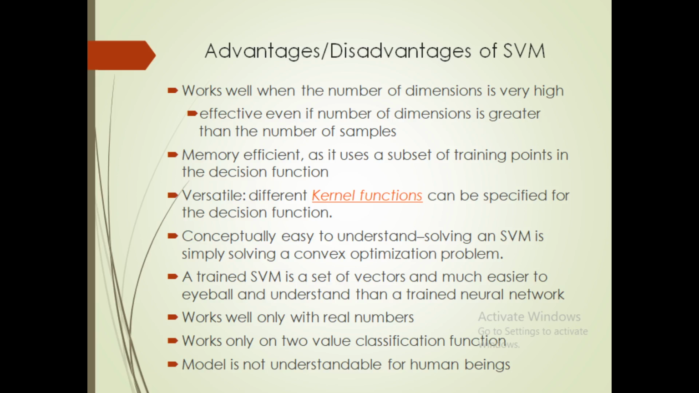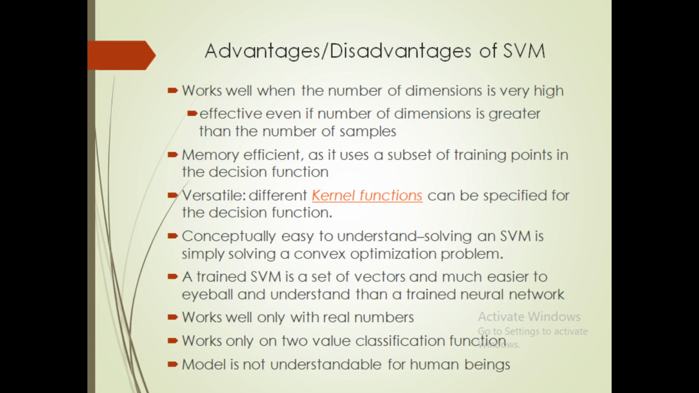Next is the versatile nature of the kernel functions. Here we can have different kinds of kernel functions, so we call it versatile, which is one of the advantages of having a kernel. Next, it is conceptually easy to understand. The SVMs are easy to understand and they make use of a convex optimization problem for solving the classification problem.